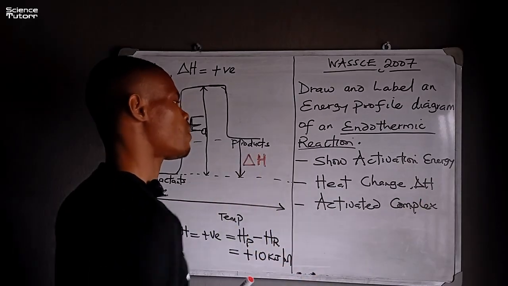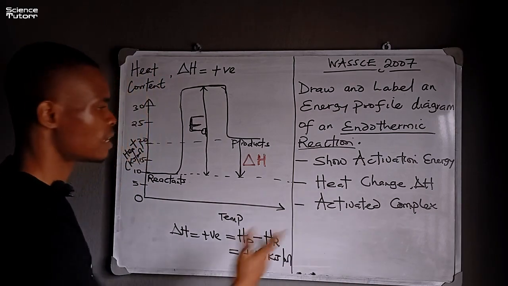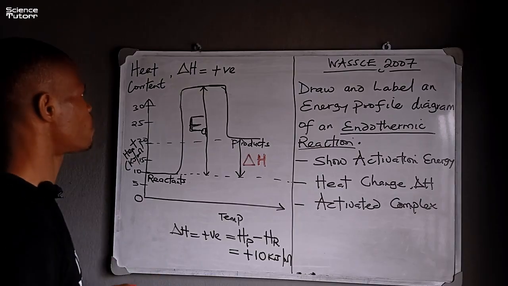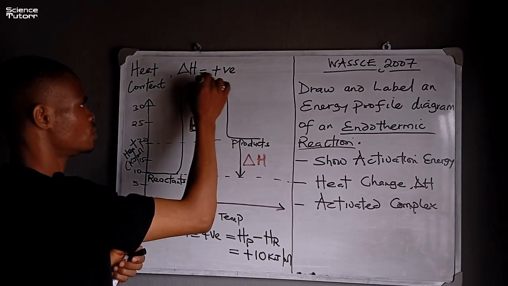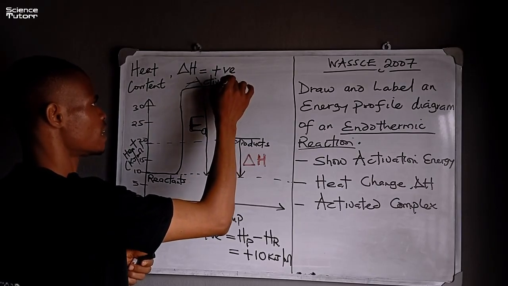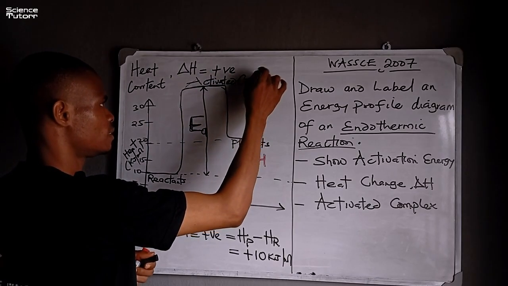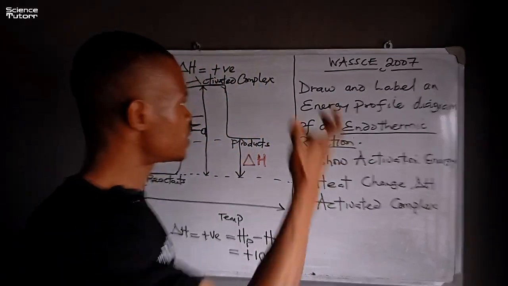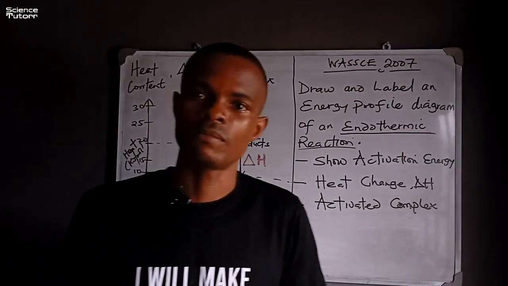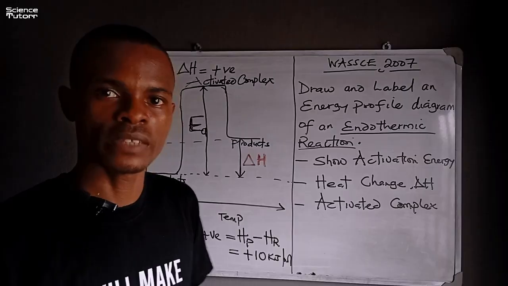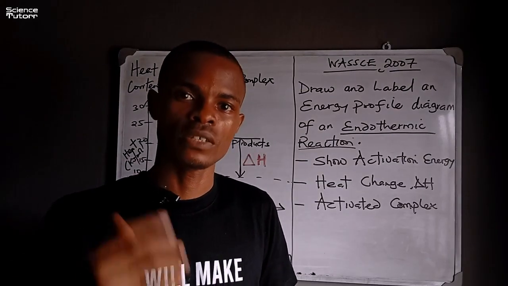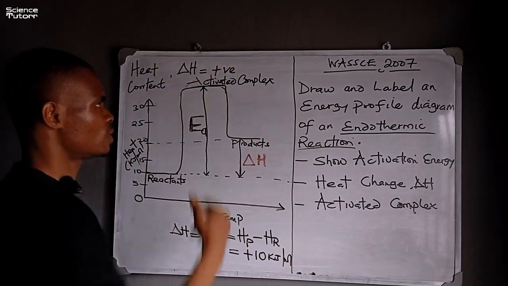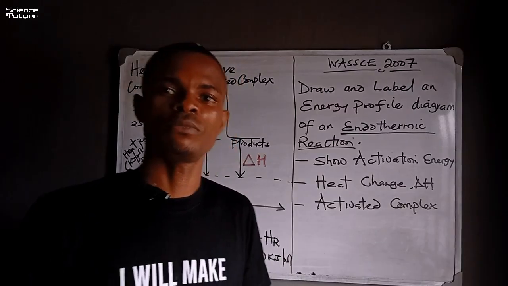And then finally, our activated complex. I simply added this. The activated complex is simply the highest point on the energy profile diagram. So this point here is known as the activated complex. This simply shows a simple endothermic energy profile diagram. That is how to draw the energy profile diagram for an endothermic reaction. Don't forget, in endothermic reaction, delta H is positive because heat is absorbed from the environment.